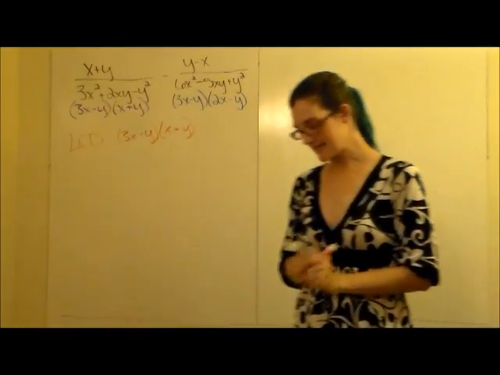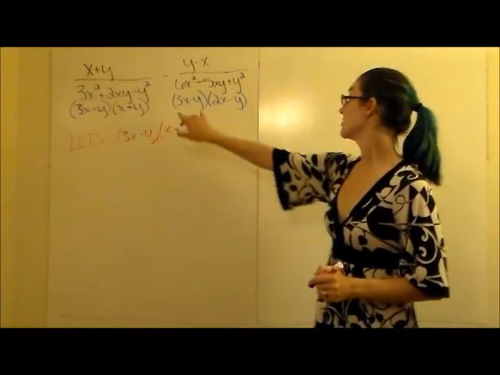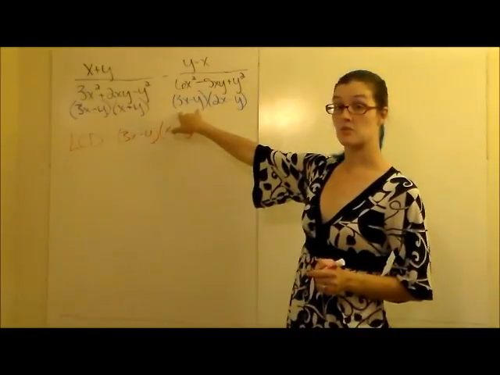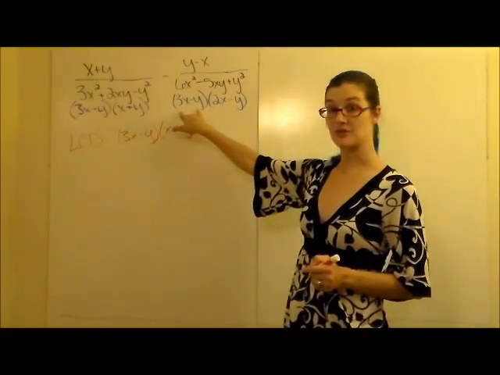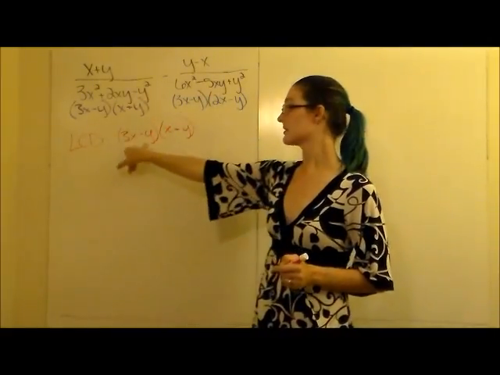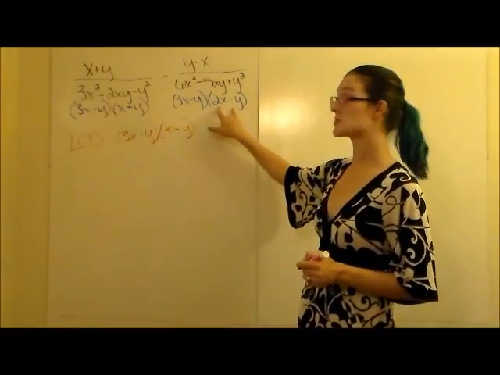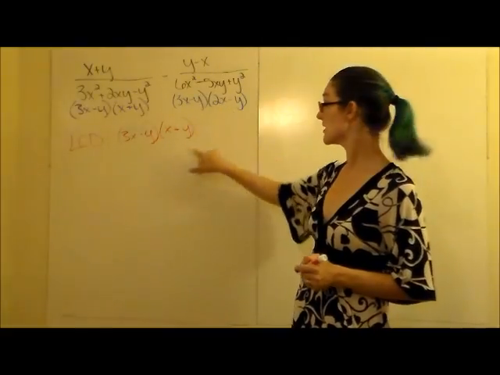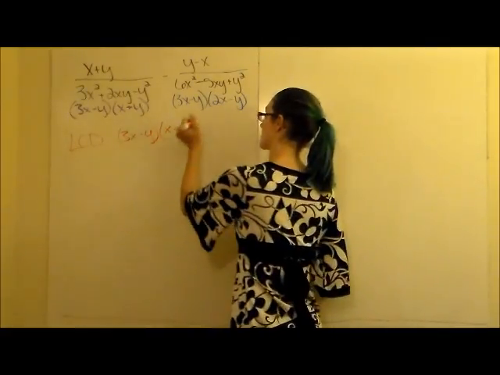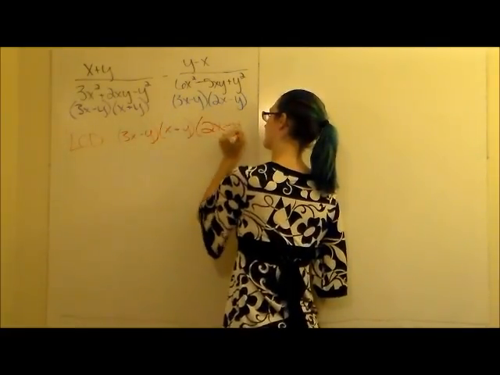Then I look at my second denominator, and I look at the first factor, 3x minus y. Do I already have a 3x minus y in my LCD? Yes, I do. Look at my second factor, 2x minus y. Do I already have a 2x minus y? No, I need another one, or I need one.